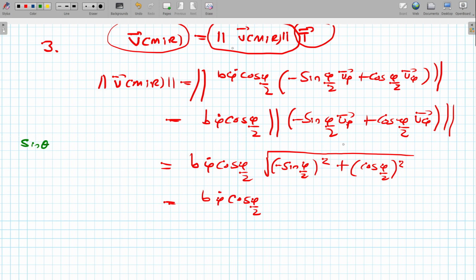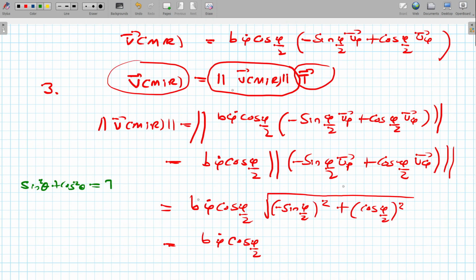Sine squared of some angle theta plus cosine squared of the same angle theta is going to be equal to 1. Here our theta is phi divided by 2, so we can still apply this trigonometric formula and you get 1. Now 1 multiplied by what we found, 1 multiplied by the other constant, we're going to get the other constant, which is b phi point, then cosine phi divided by 2. Now that is the norm.